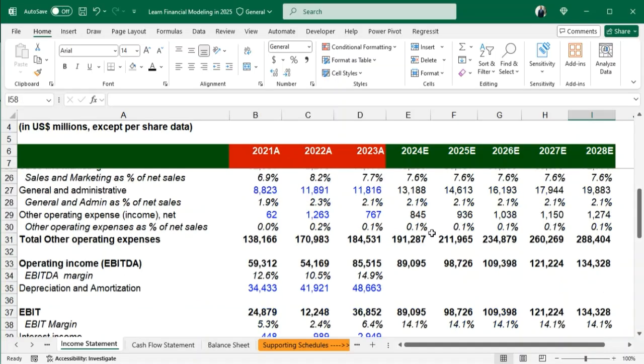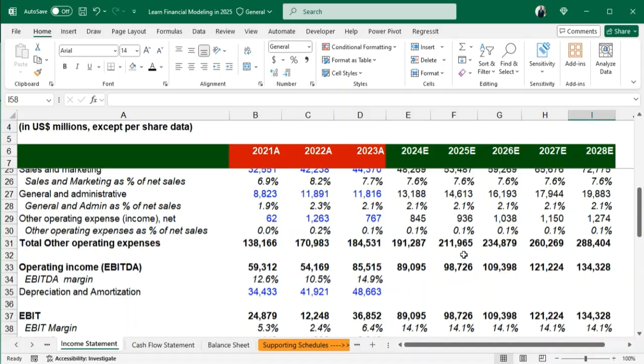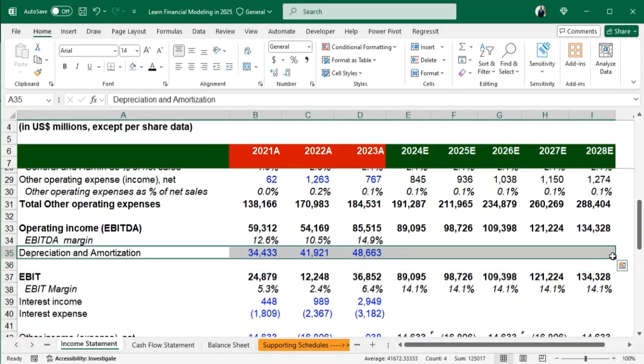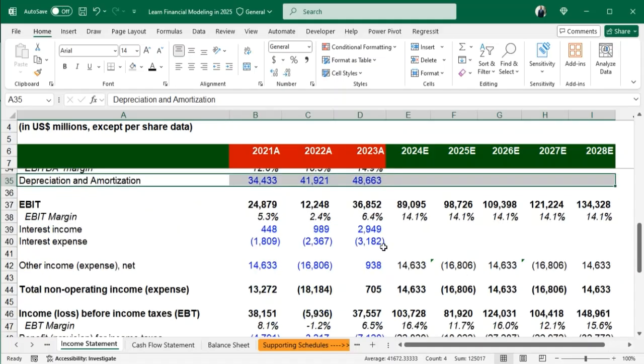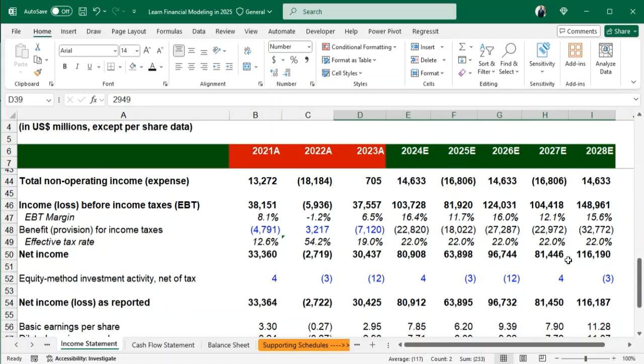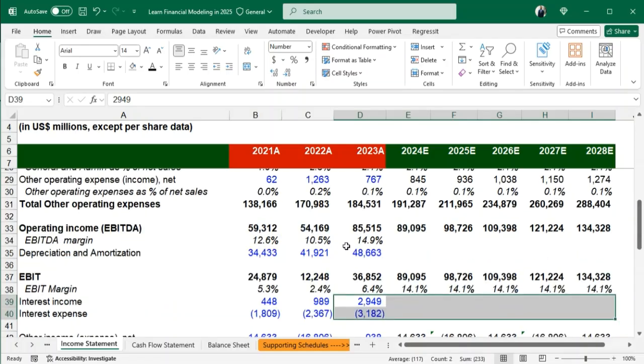What we are left with now is our depreciation and amortization expense, which we are going to build in our PPE schedule in our next video. We have interest income and expenses as well, these two items also there for us to complete. So these are the three items that are left for us to fully complete our income statement.